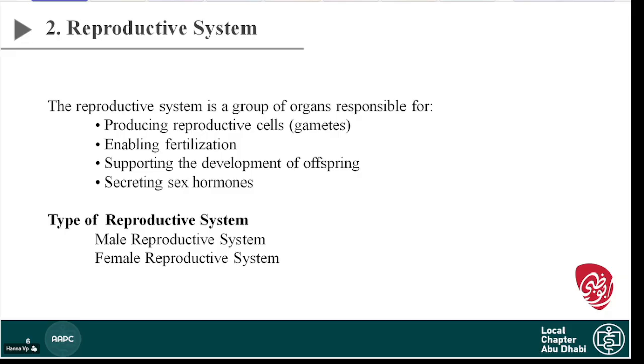So guys, the reproductive system is a group of organs responsible for producing the reproductive cells, which we can also call gametes, male gametes and female gametes, enabling fertilization, supporting the development of offspring, and secreting the sex hormones. The male and female sex hormones are produced with the help of this reproductive system. The reproductive system is again divided into two types, male reproductive system and female reproductive system.